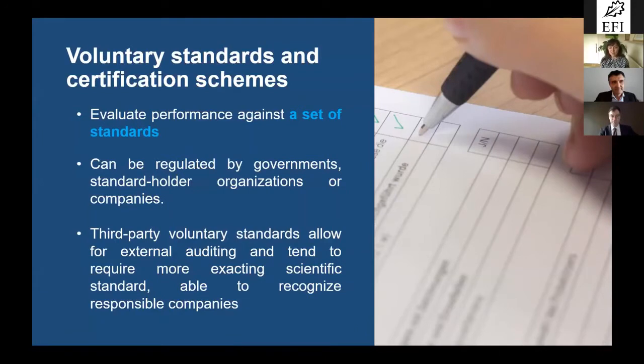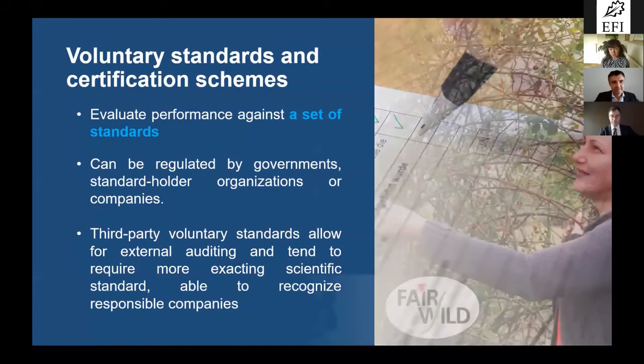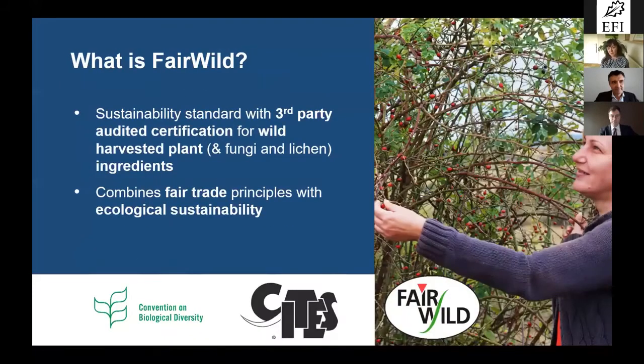They also can be verified in a number of different ways. One example I want to give here is of third-party voluntary standards, and that's what I'm going to talk about further on. The reason they're special is because they allow for external auditing and tend to require more exacting scientific standards, also able to recognize responsible companies. Over the last 10 years, a bit more, TRAFFIC has been working in supporting the development of something called the FairWild Standard. And so my personal experience comes from engaging with this tool in particular.